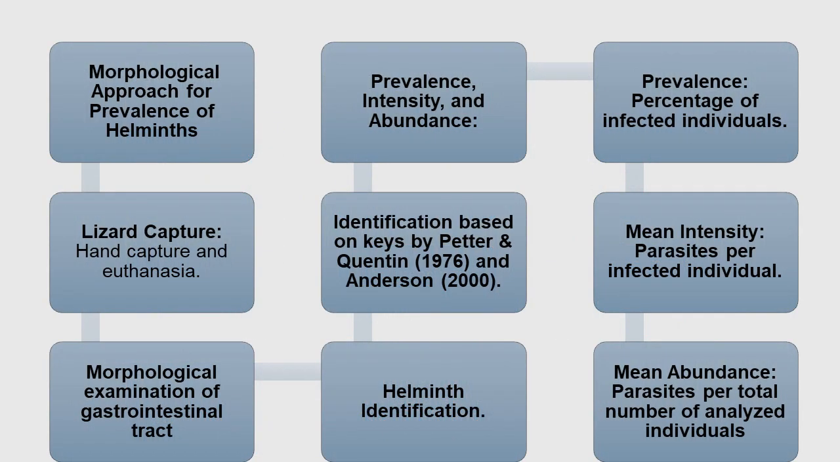And also the morphological approach for the prevalence of helminths: lizards captured, and morphological examination of the gastrointestinal tract, prevalence, intensity and abundance calculated. Identification based on the keys of different scientists for helminth identification. Prevalence, the percentage of infected individuals, will be calculated. Mean intensity and mean abundance of the different gastrointestinal parasites will also be calculated.